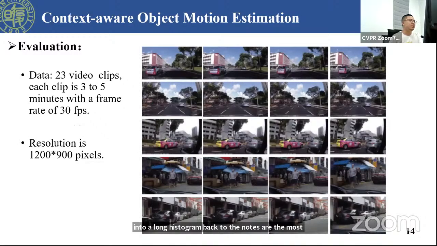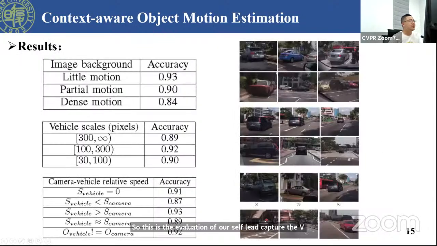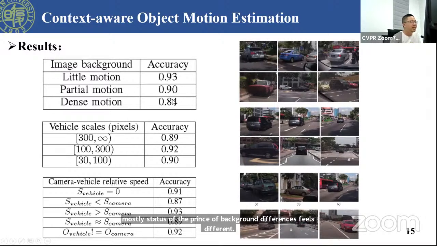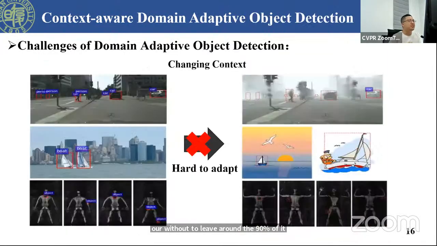So this is the evaluation on our self-captured video data set. These are the results. We use this method to determine the object motion status against different backgrounds, different scales, and different camera-vehicle relative speeds. Our results can achieve consistently around 90% accuracy for all the cases. So this is our first work.